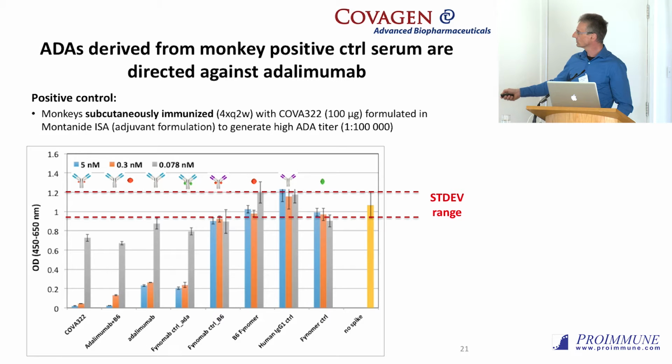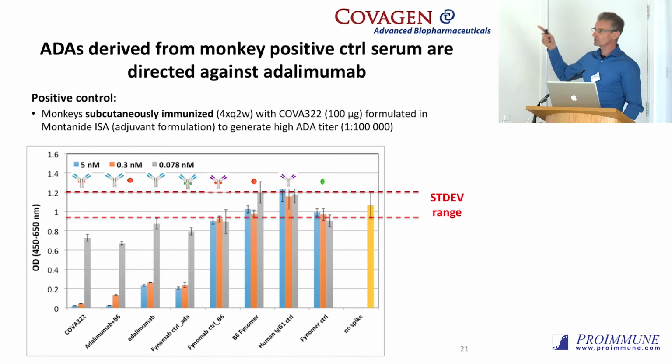All the other controls, basically they may have some subtle effects, but that's not really different from your, let's say, standard deviation. So I know that we cannot use any animal data to predict anything to humans, but what that tells you, in a given species under harsh conditions, you get basically an immune response that's more directed against the backbone and not against the specific FynomAbs.